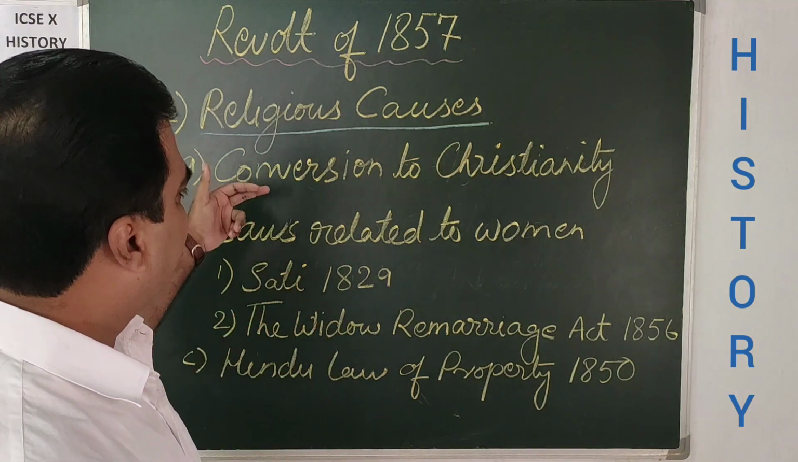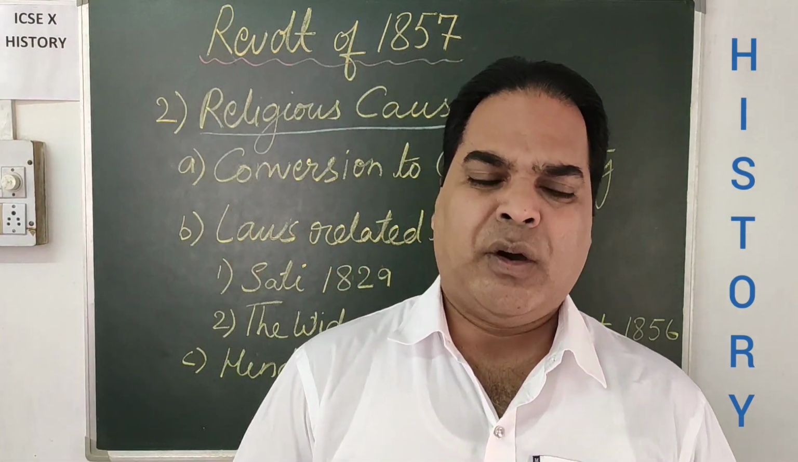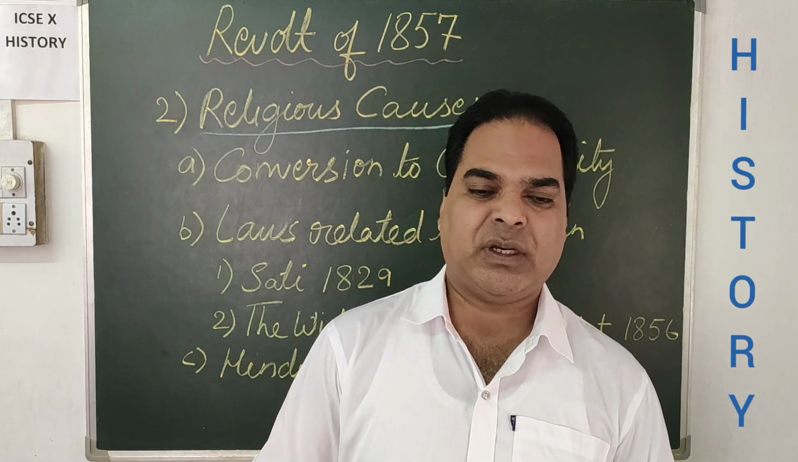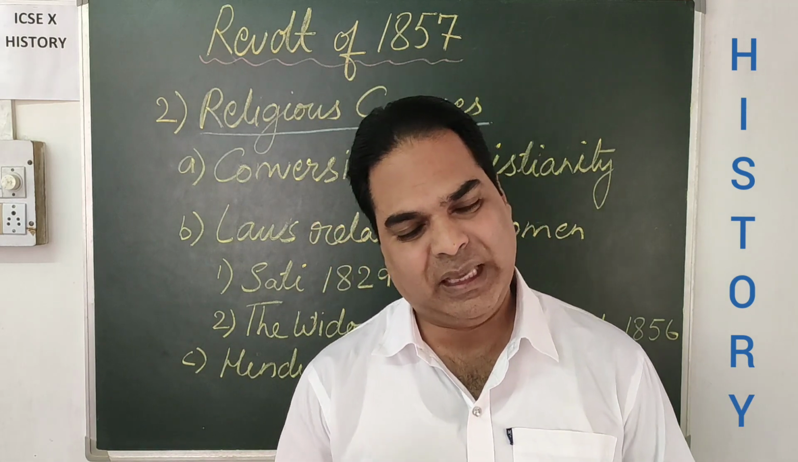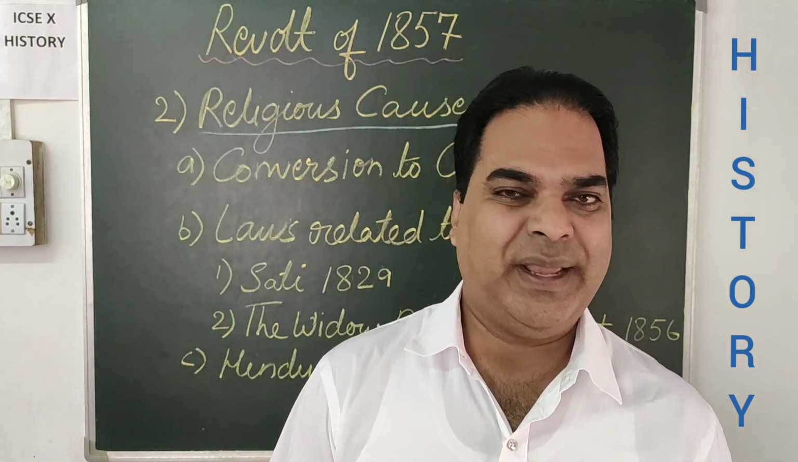First of all, conversion to Christianity. With the coming of the English in our country, Christian missionaries also flocked to our country, and their main motive was to convert the Indians to Christianity. They even got the support of the British administration. So when they came to India, they took all measures to abuse the religions of the Indians, the Hindu religion and Islam. All the religions were abused openly, and there was no one to protect the religion of the Indians.